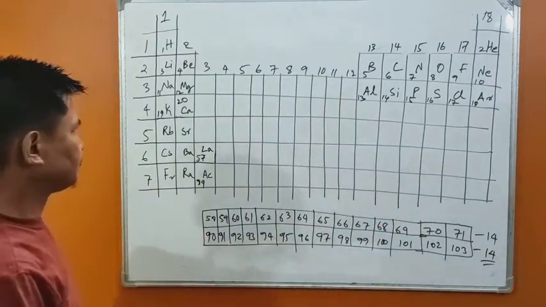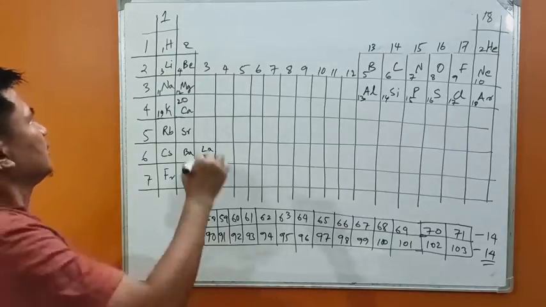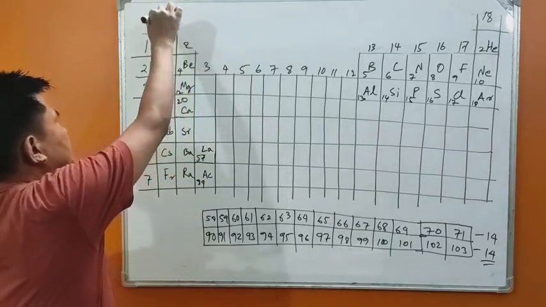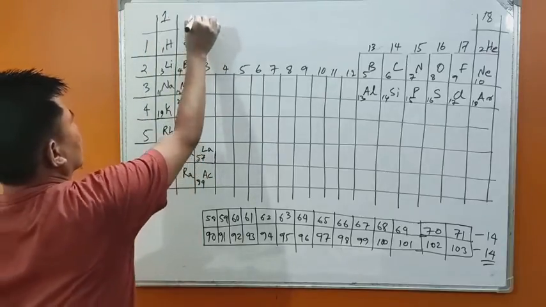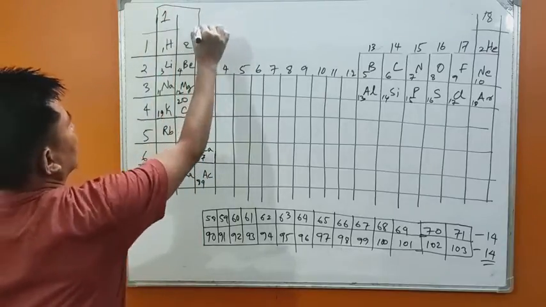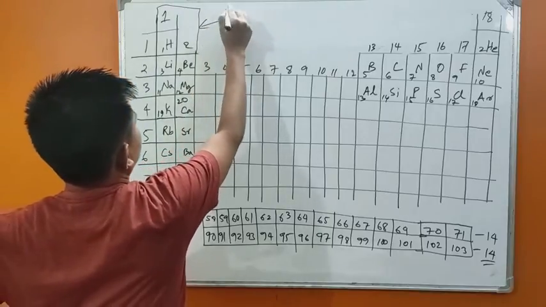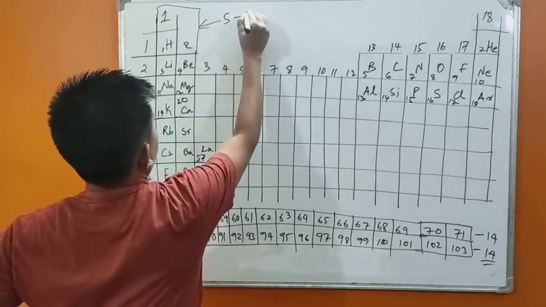Now, elements of group 1 and 2. This group 1 and 2, you can see this is a block, isn't it? This is a separate block. So this block is called the s block.